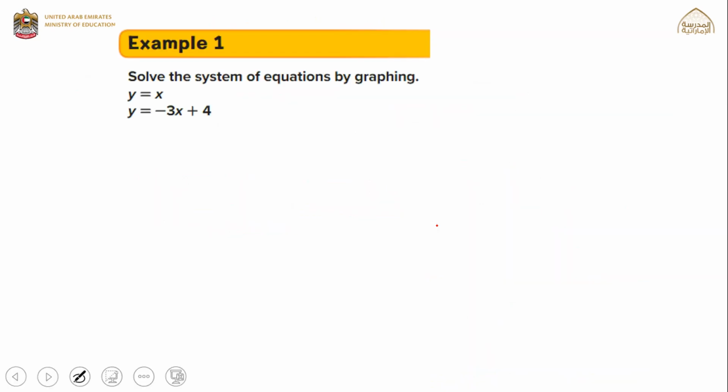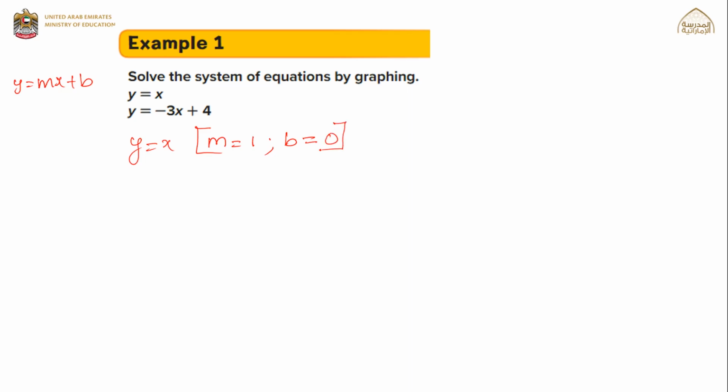So we'll go on with question 1, where two equations are given. Make sure that they are in slope-intercept form, that is y equal to mx plus b. Yes, they are already in slope-intercept form. So using the slope-intercept form, find out the slope in the first equation. The slope in the first equation is m equal to 1, whereas the y-intercept, the value of b, is equal to 0.